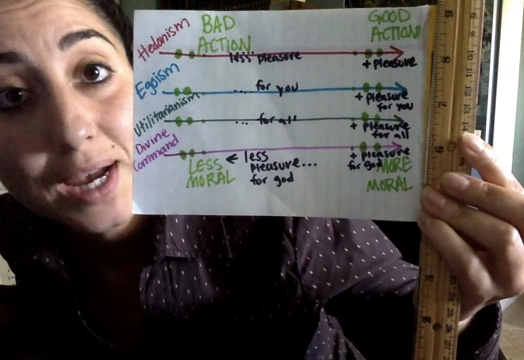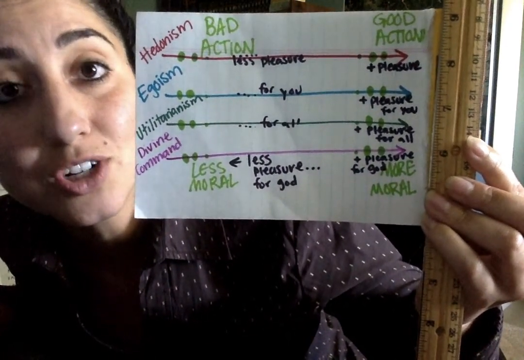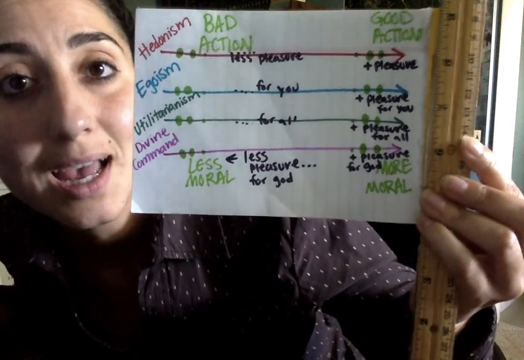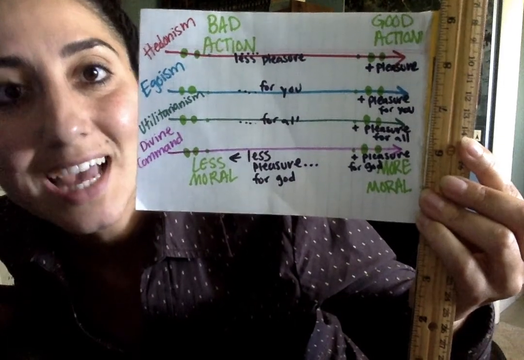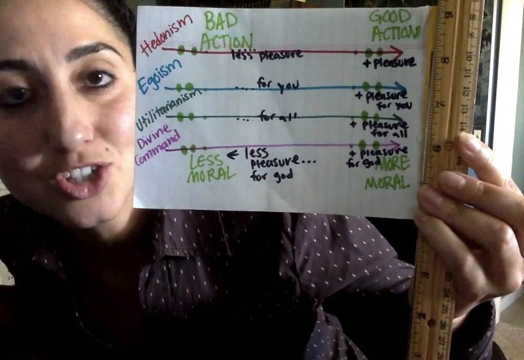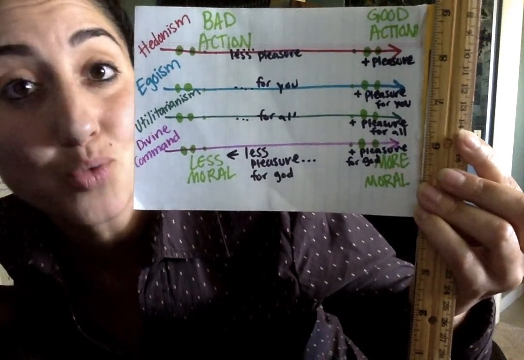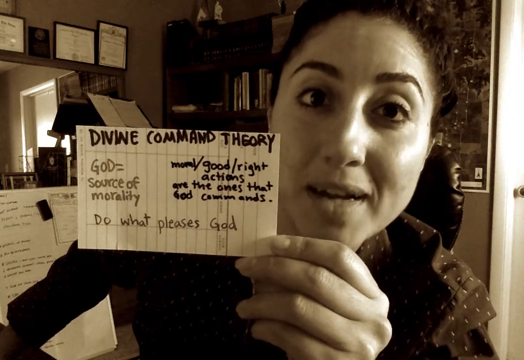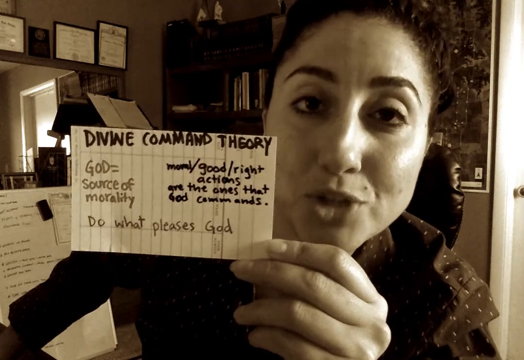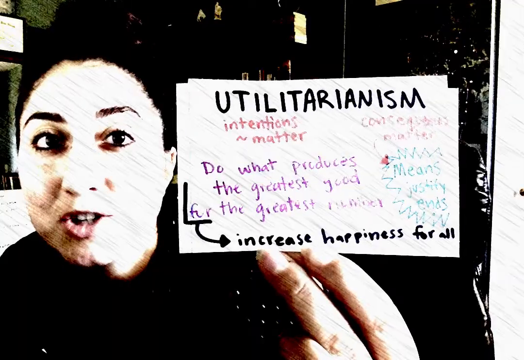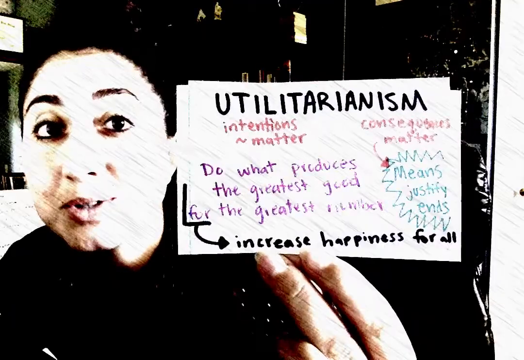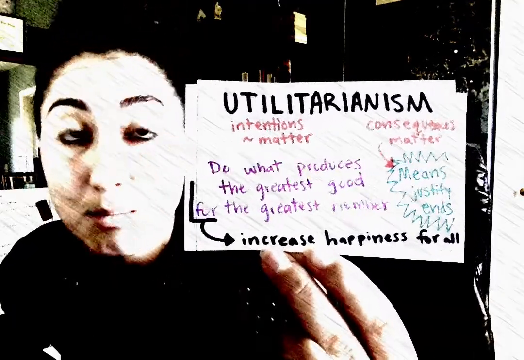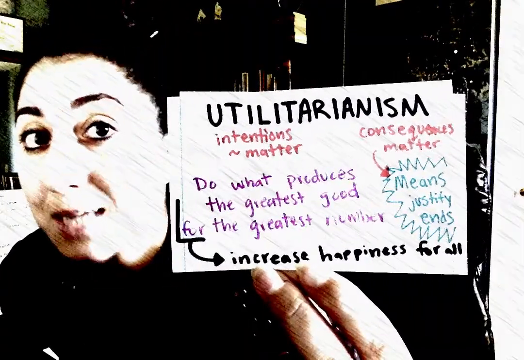If you're an egoist, then your action is good insofar as it's pleasurable to you or helps you avoid pain. If you're a utilitarianist, then your action is good insofar as it brings about the greatest pleasure for the greatest number. Every version of divine command theory tells you that you should do what pleases God. Every version of utilitarianism tells you to do the greatest good and cause the greatest pleasure and decrease the most pain for the greatest number.